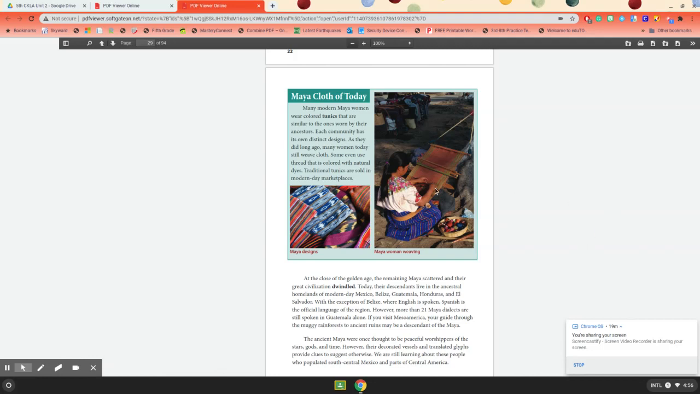So this is a design for the tunic. And this right here is a young lady or woman, I can't really tell, who is weaving. It's an old-fashioned method and it takes a long time.